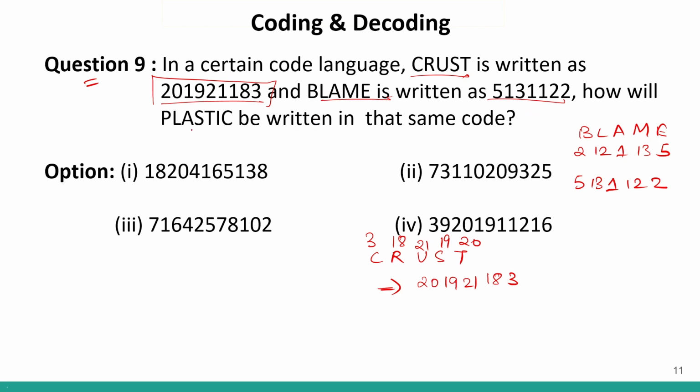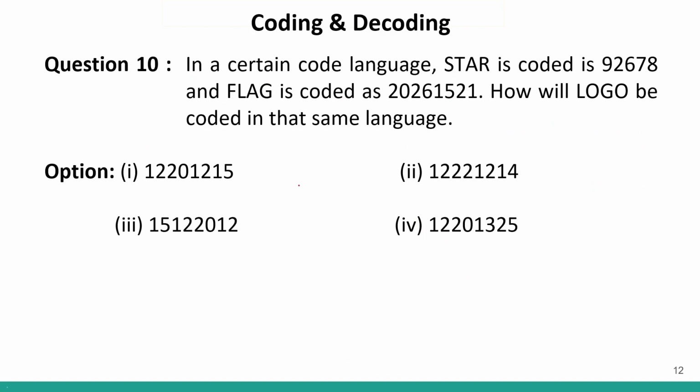For plastic, if I write the forward ranks, for P it is 16, L is 12, A is 1, S is 19, T is 20, I is 9 and C is 3. If I write them in reverse, it will be 3, 9, 20, 19, 1, 12 and 16. This will be the reverse order. This is given in option number 4. So option number 4 will be the correct answer to this question. Clear?